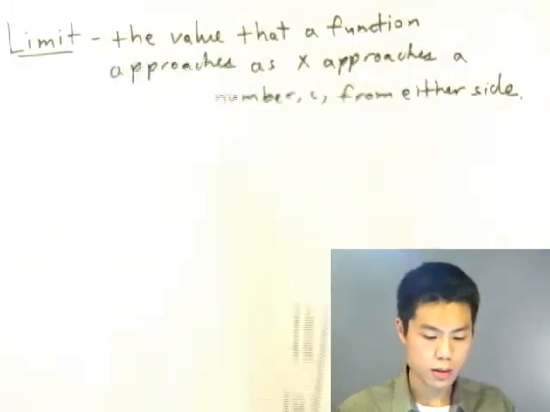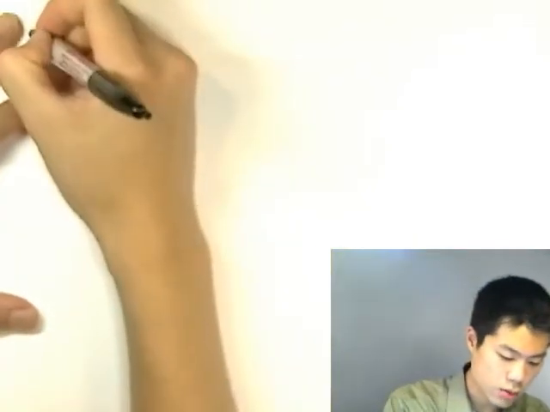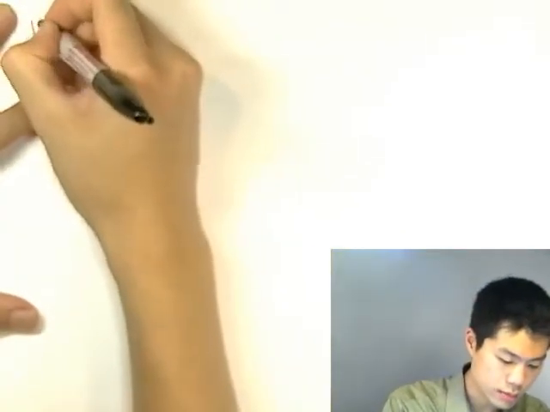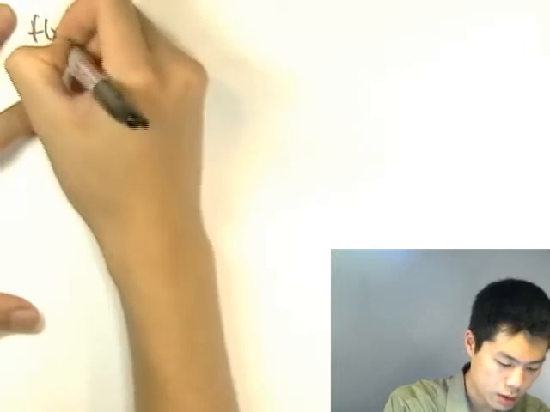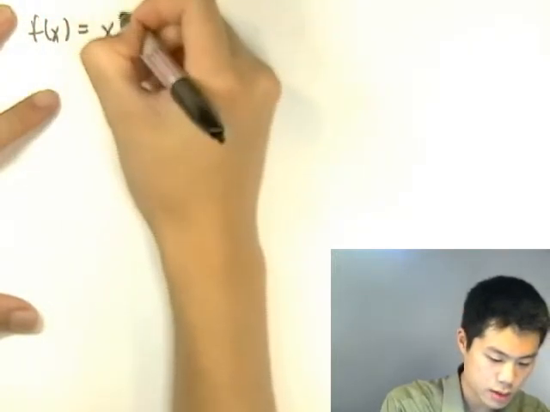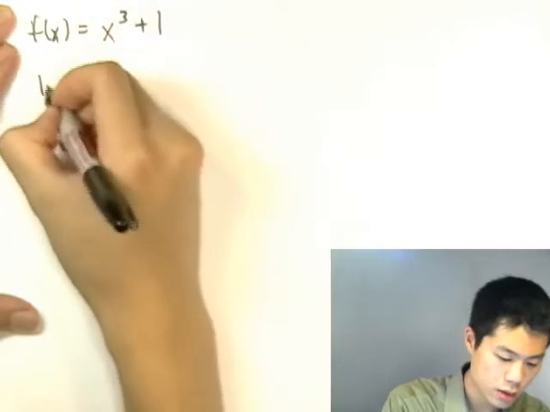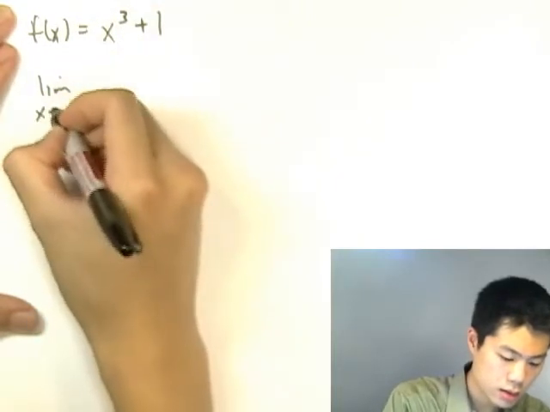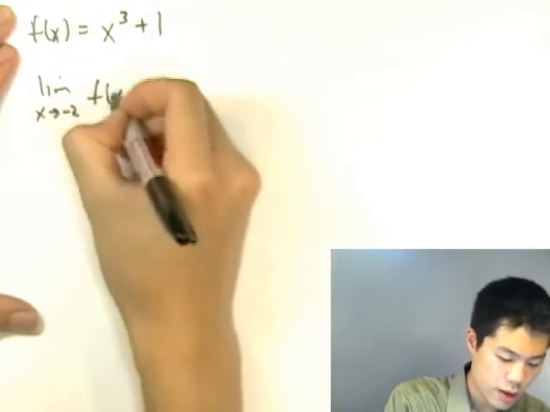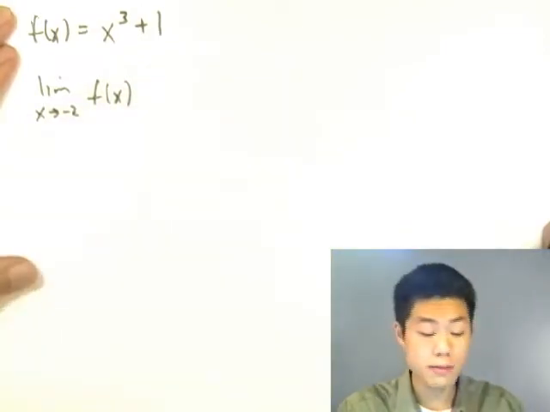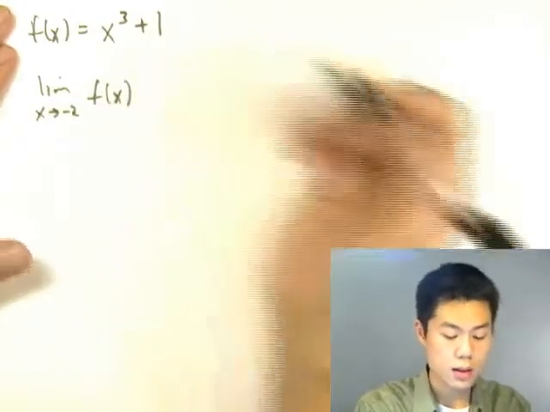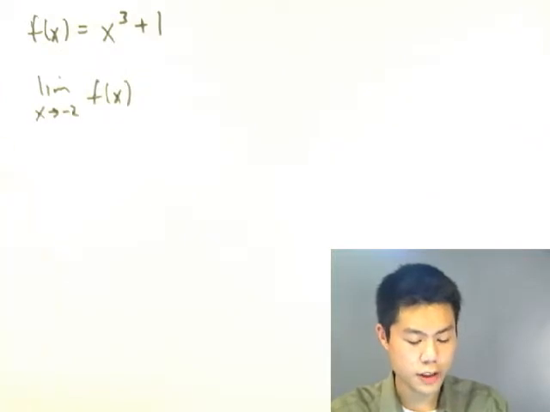So let's do a new problem. It's going to be very easy. Our function is going to be f of x is equal to x cubed plus 1, and my question is: what is the limit of f of x as x approaches -2?